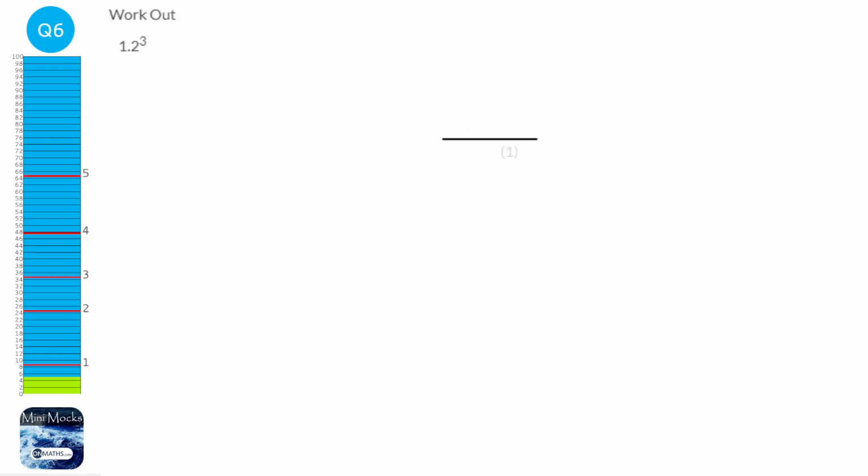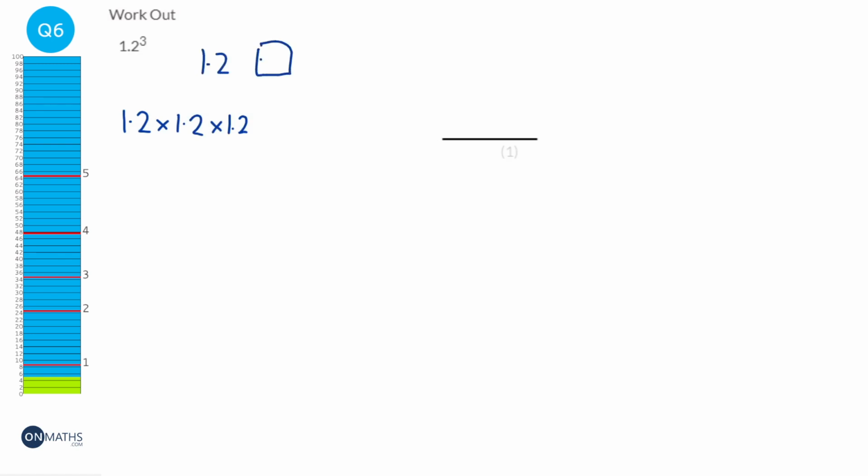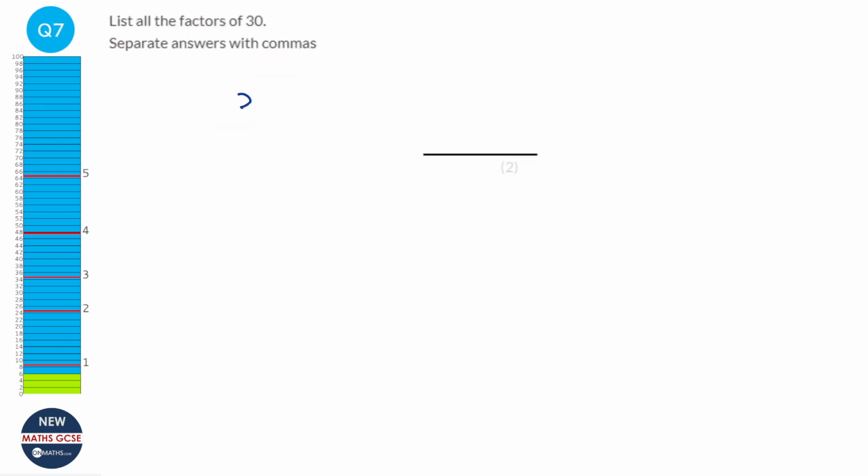So we can either use the calculator to work out what 1.2 cubed is, or we can do 1.2 times 1.2 times 1.2. If you want to use the calculator to go straight there, you type in 1.2, and then normally there's a button that looks like X with a little 3, and that will give you the answer. Or if you're not sure how to do that, you can times it by itself 3 times, and you get the answer 1.728.